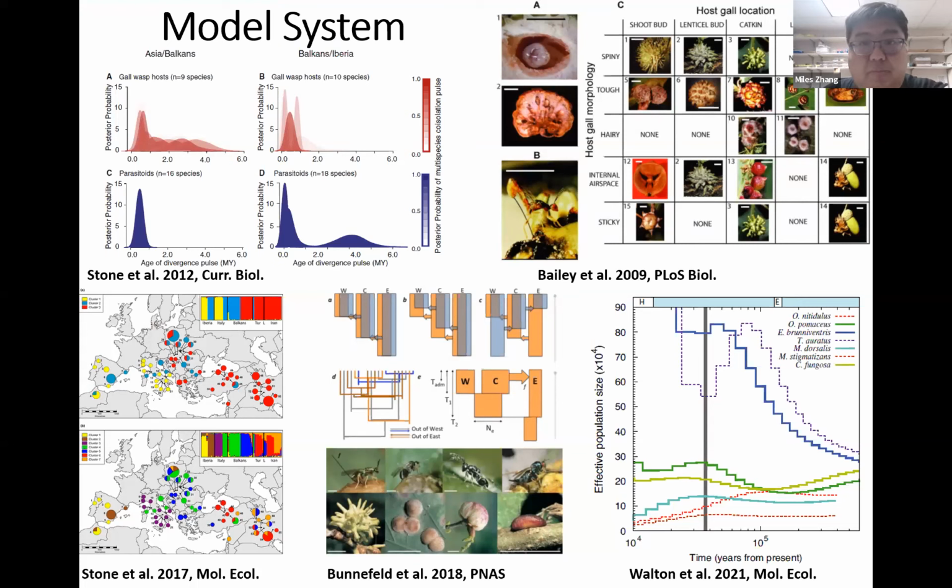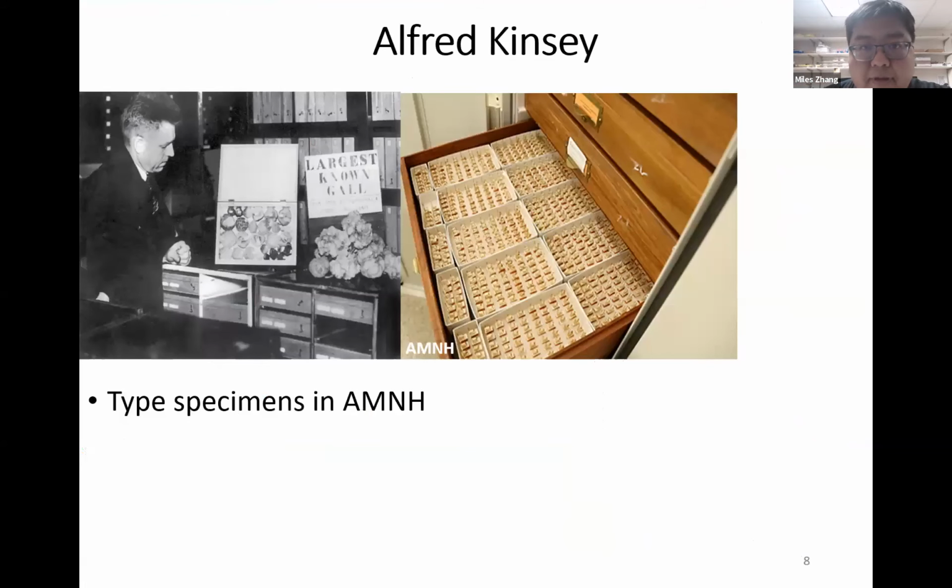But yeah, here are just some more recent references. If you're interested in these types of research, just search for galls and ecology or evolutionary biology, and you get all kinds of cool research associated with it. But in North America, the fauna is poorly known, but it doesn't mean that nobody has worked on it. One of the most influential figures, one of the first famous taxonomists of gall wasps, is Alfred Kinsey, and you might know him as the sexologist, who worked on human sexuality later in his career, but the first 20 years of his life he actually dedicated to gall wasp research.